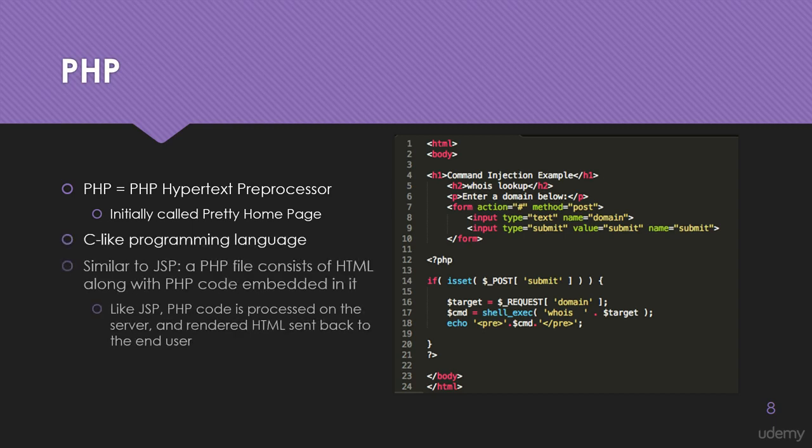It's a C-like programming language, and it's similar to JavaScript pages, where you have a PHP file that consists of HTML along with PHP code embedded in it. So basically, the PHP code is processed on the server, and then the rendered HTML is sent back to the end user. So when you view a website, whether it's built in PHP or JavaScript or Java Server Pages or any of these other technologies, you simply see HTML and CSS and JavaScript, but there is a server that's actually rendering the HTML, the website that you see, and that is being generated through PHP actually.